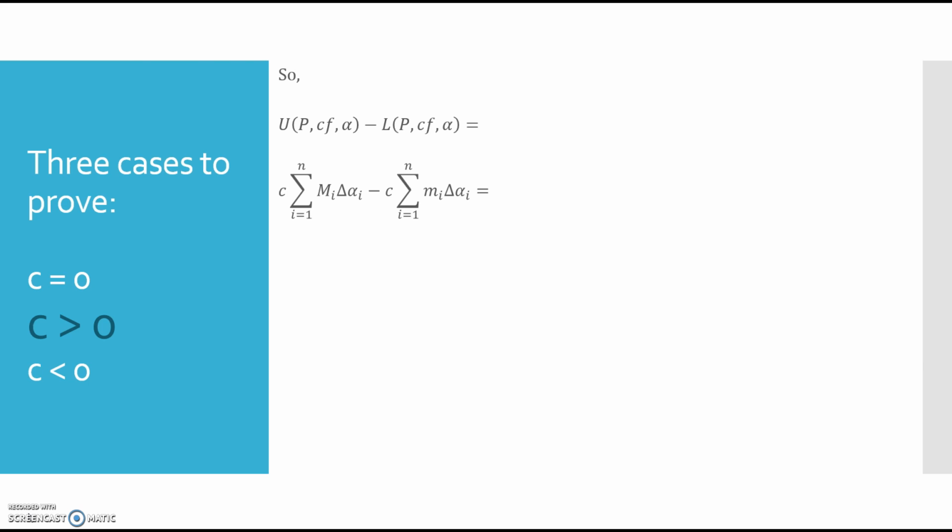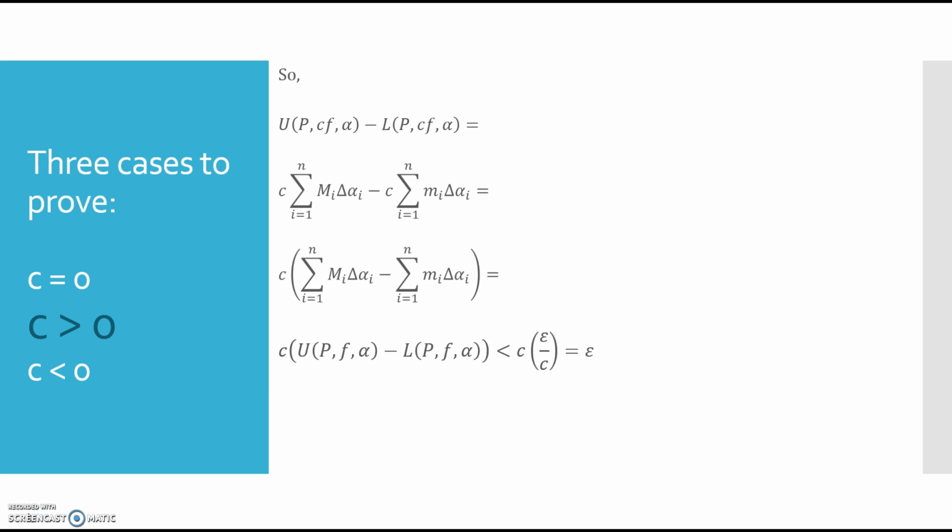And when we take the difference between the two, we can go ahead and factor out that common factor c. And now what we can do here is replace what this stands for. So we have c times the difference between the upper and lower sums of the function f, not cf.